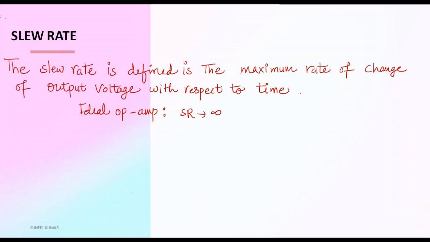But in a practical op amp, we can write slew rate as d by dt of V output. This is the maximum rate of change of output, which decides the frequency response, how quickly the output changes if we change the input. This is a very important parameter, and the unit of slew rate is volt per microsecond, the change in output in microseconds.